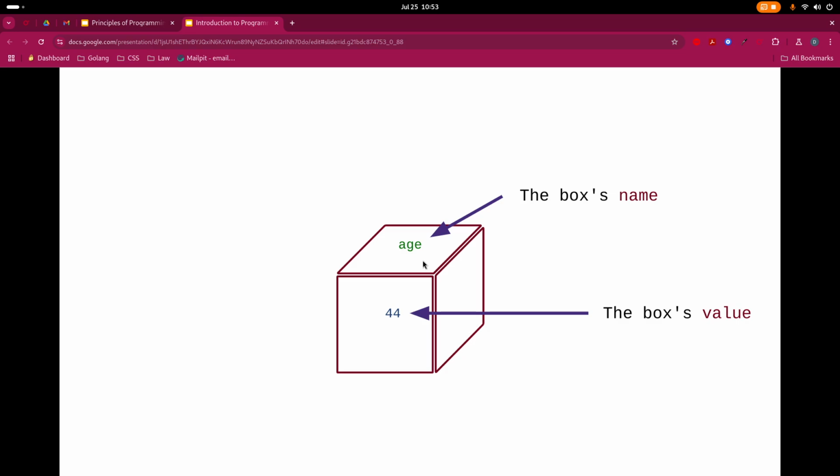Now you will hear me say box, and you will hear me say variable. I will use those two terms interchangeably. They're the same thing. A box is a variable.